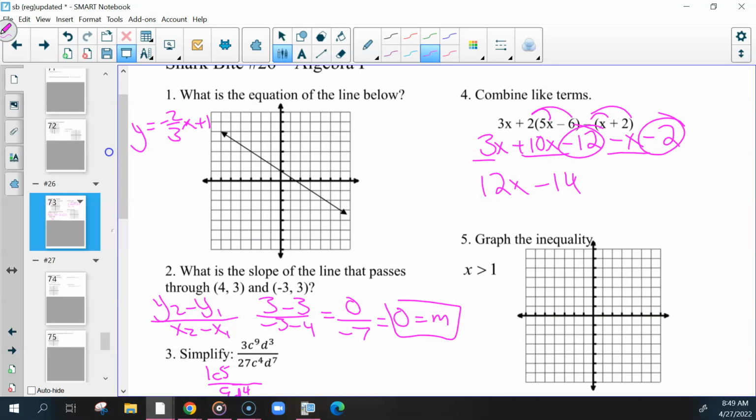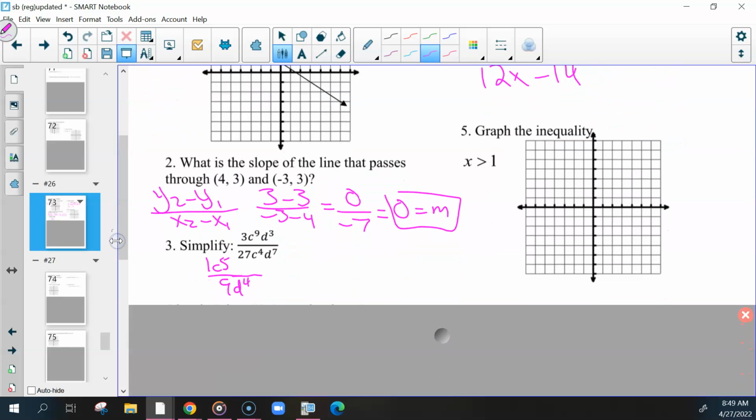For number 5, what type of line is this? Dash line and one that goes to the right. Okay, so it will be shaded to the right, it will be dashed, it will start at 1. Will this be vertical or horizontal? Vertical. So it will be a vertical dashed line that is shaded to the right.